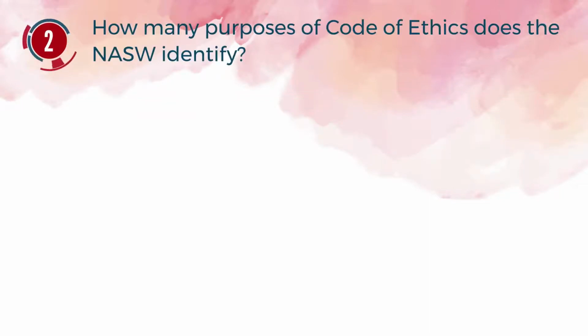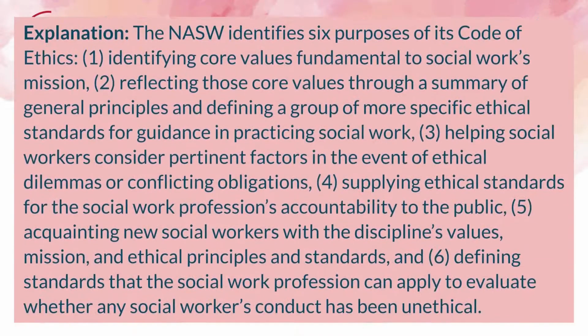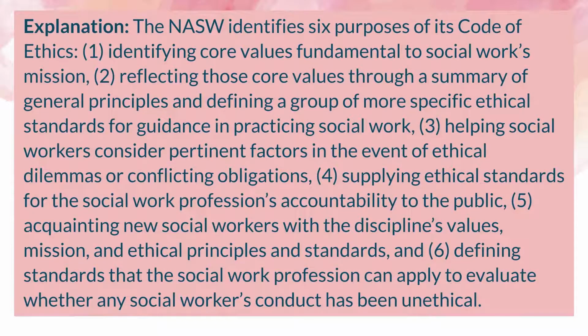Number 2. How many purposes of Code of Ethics does the NASW identify? A. 4. B. 5. C. 6. D. 7. The answer is C. 6. Explanation. The NASW identifies 6 purposes of its Code of Ethics.